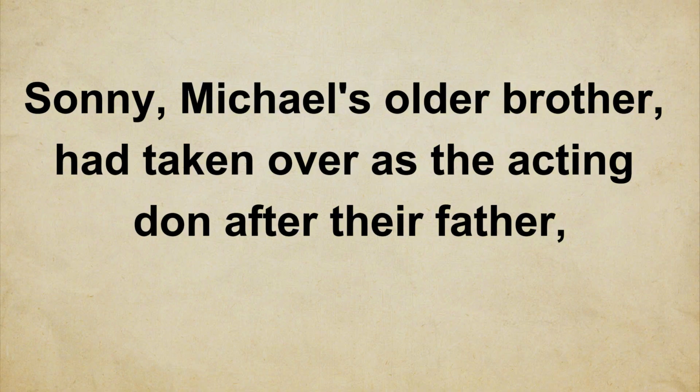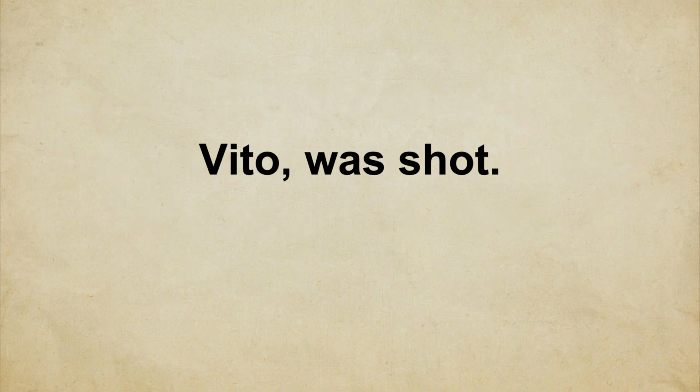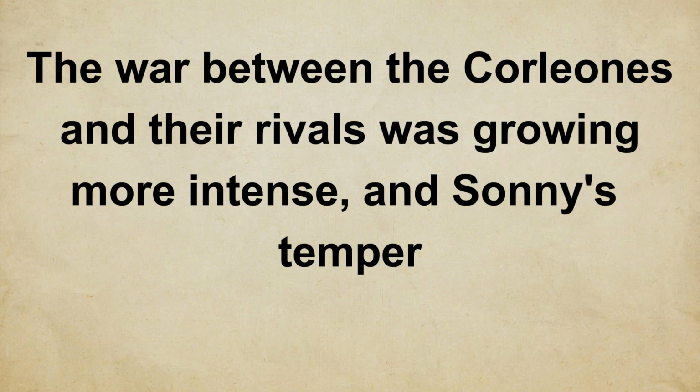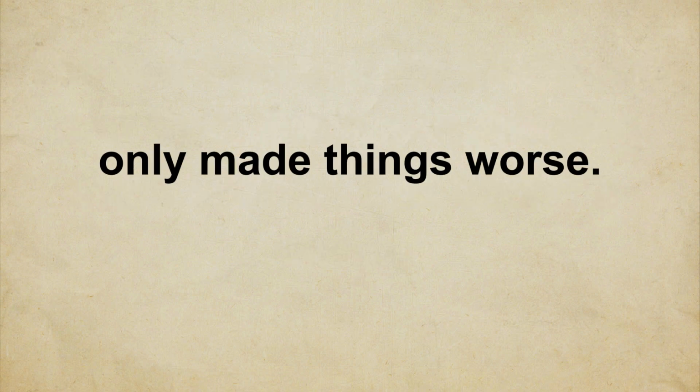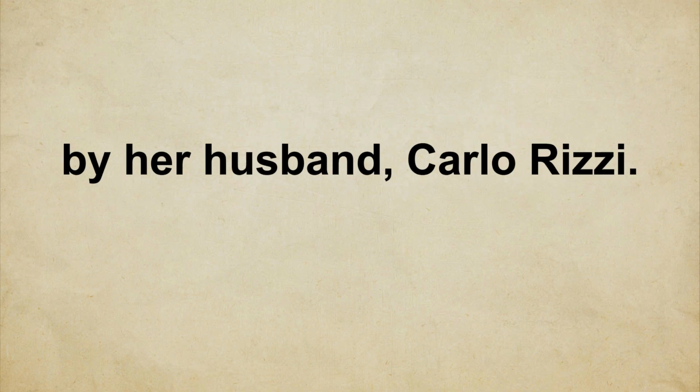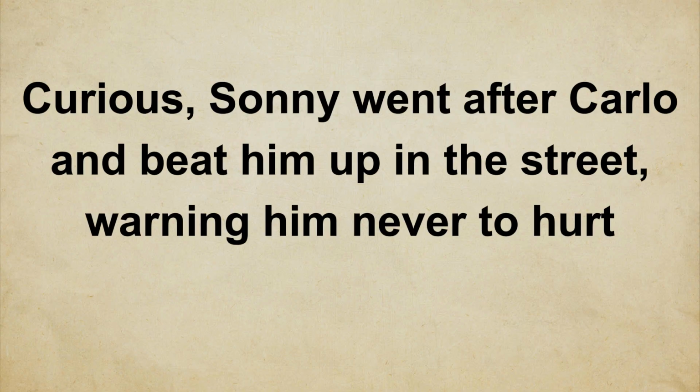Sonny, Michael's older brother, had taken over as the acting don after their father, Vito, was shot. Sonny was fiery and hot-headed, and he wasn't as careful as his father had been. The war between the Corleones and their rivals was growing more intense, and Sonny's temper only made things worse. Sonny's anger reached its peak when he found out that his sister, Connie, was being abused by her husband, Carlo Rizzi. Sonny went after Carlo and beat him up in the street, warning him never to hurt Connie again.